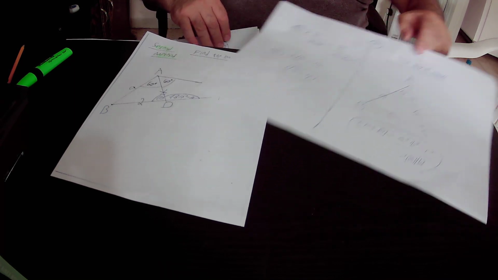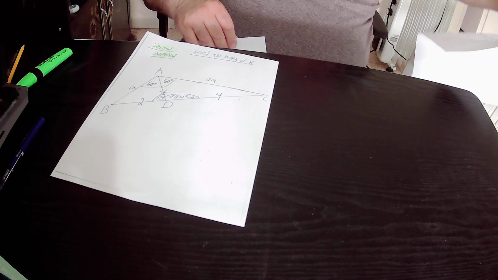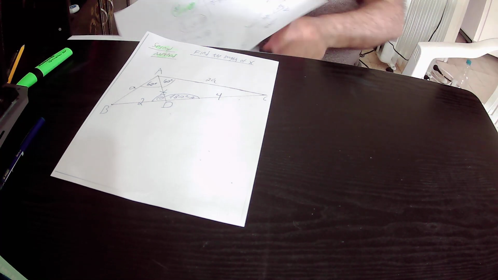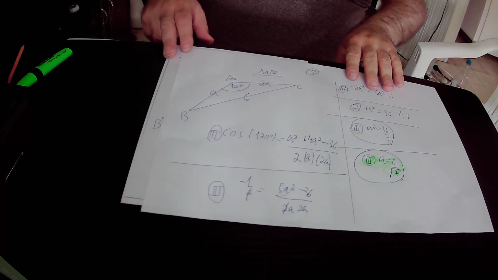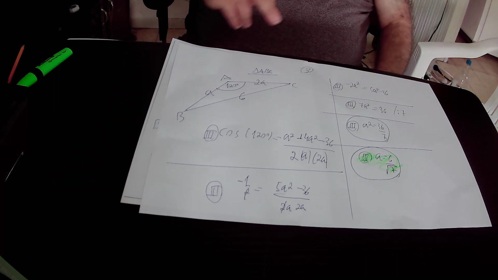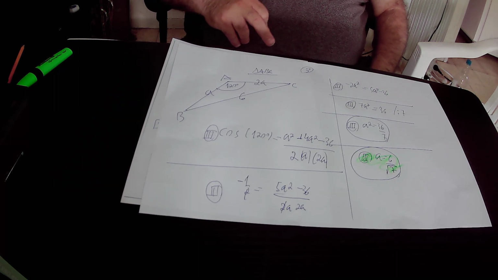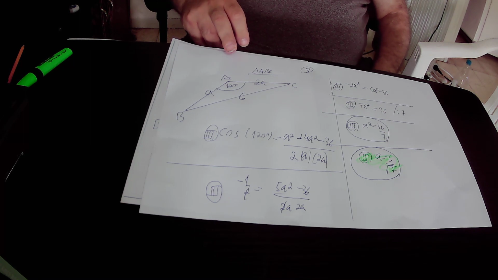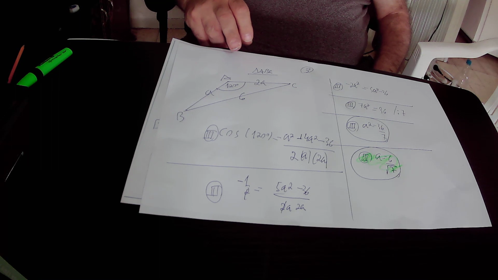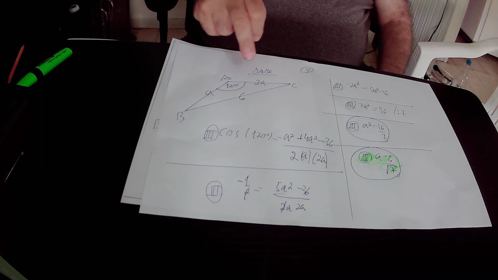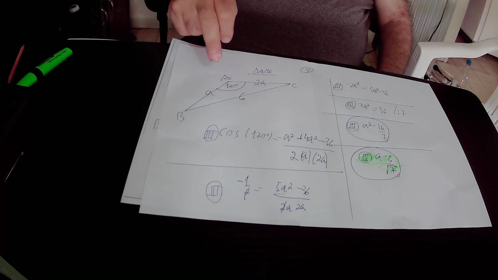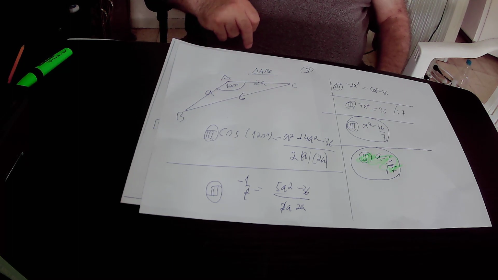We actually implemented the law of cosines in this triangle ABC. We copied triangle ABC from the original drawing. This is triangle ABC, and according to the law of cosines, we get that cosine 120 degrees is equal to A squared plus 2A squared minus 6 squared over 2 times A times 2A.